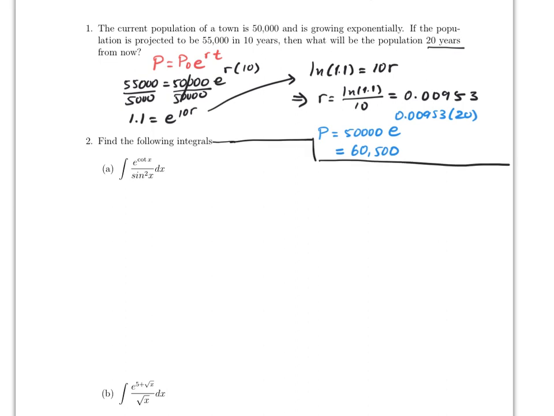Now, before moving to number 2, just recall a few things from trigonometry. Recall the derivative with respect to x of cotangent is equal to minus cosecant squared. And also recall that 1 over sine squared is the same thing as cosecant squared. Okay, so that's going to be very useful.